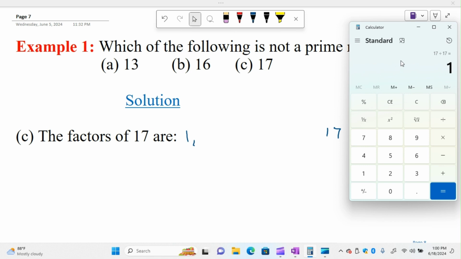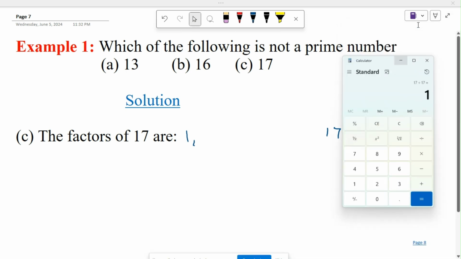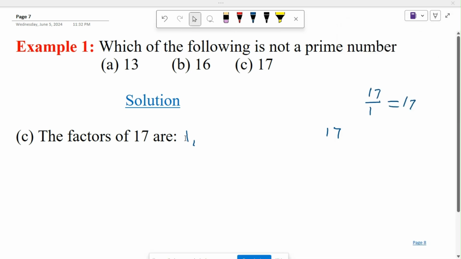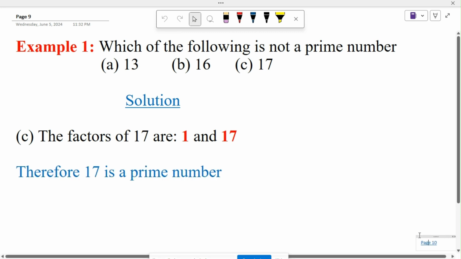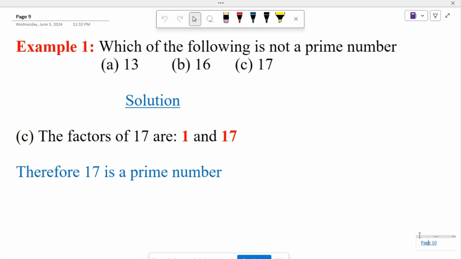You just stop there, and as a matter of fact, we only have two factors for 17, and that is 1 and 17. We have only two factors, 1 and 17, and therefore we conclude that 17 is a prime number because it contains only two factors, 1 and 17 itself.